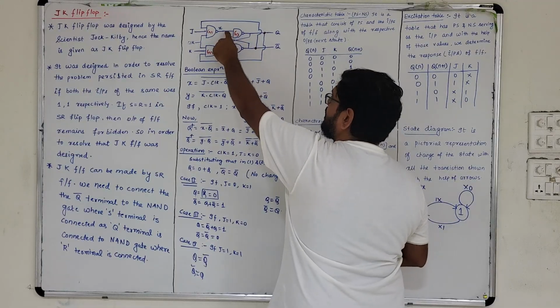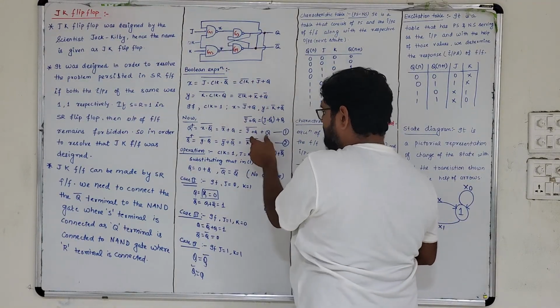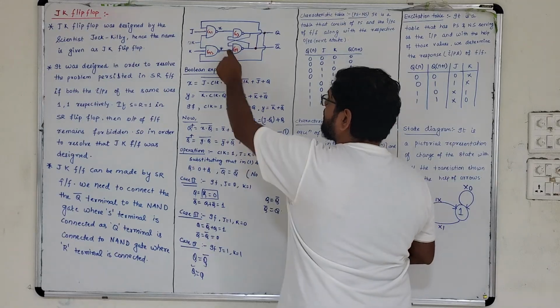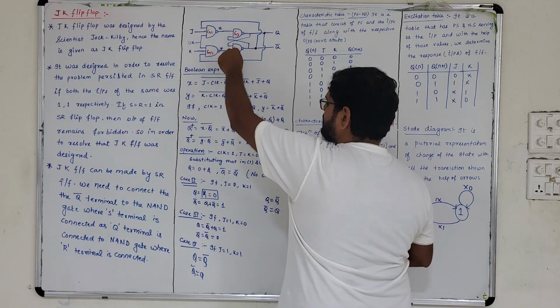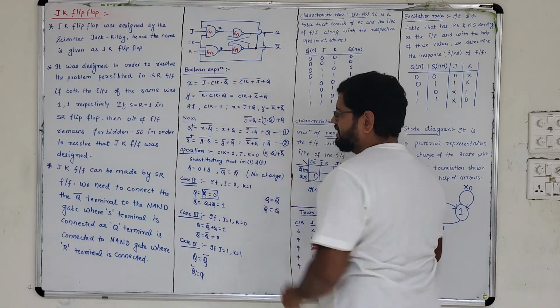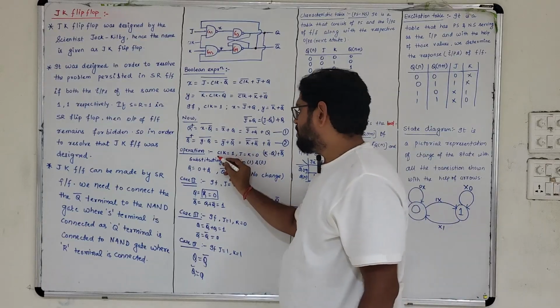It is nothing but X plus Q bar, X dot Q bar whole bar. And if you solve that, you will get this answer. Similarly, Y, and from here you will get Q, Y dot Q whole bar. And if you solve that, you will get this answer. Now coming to the operation part, we have already taken clock equals to 1.